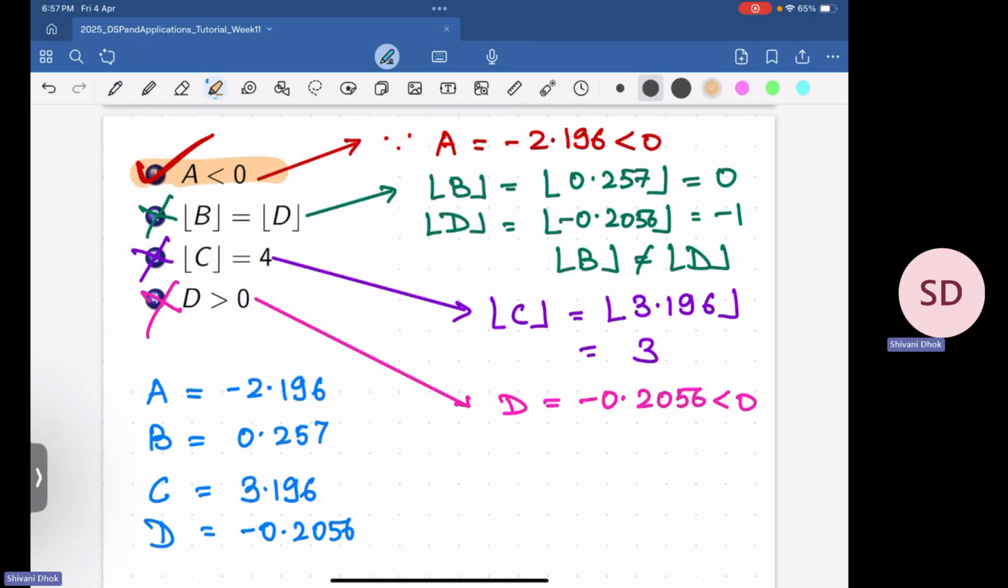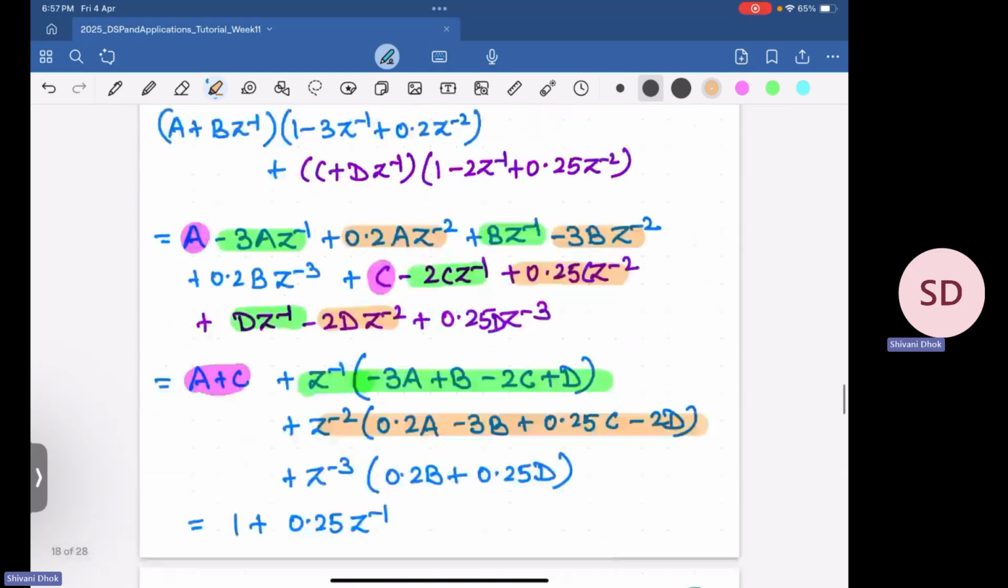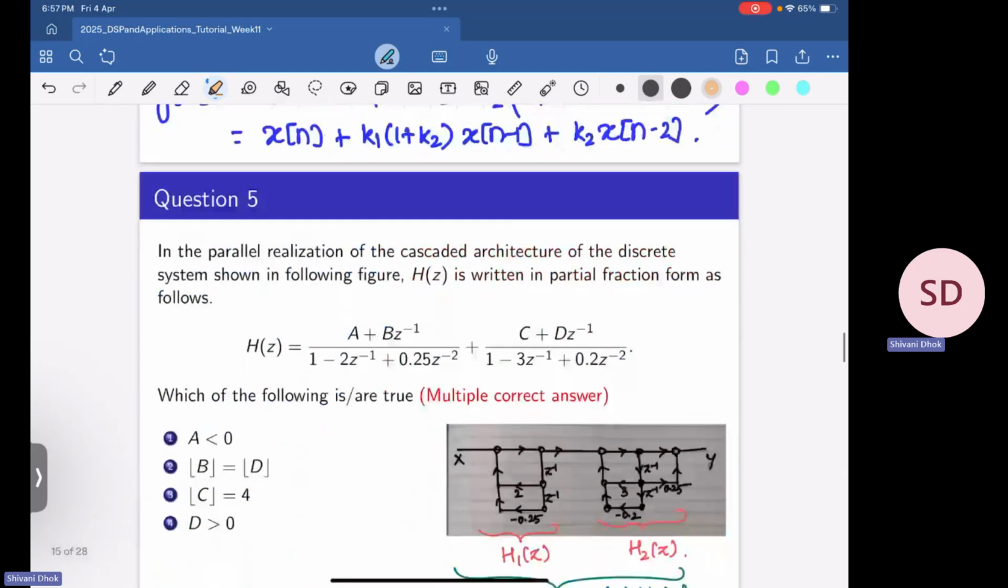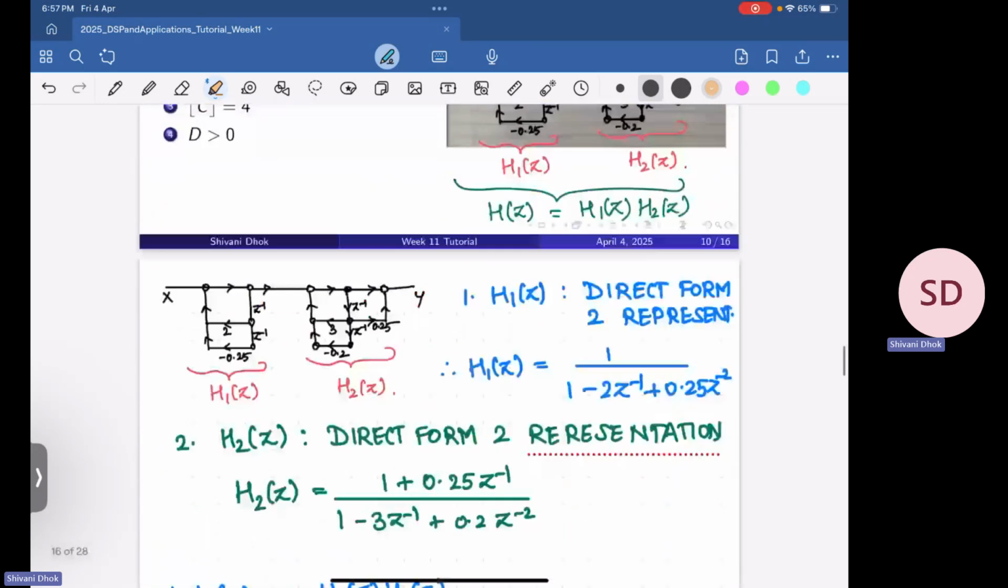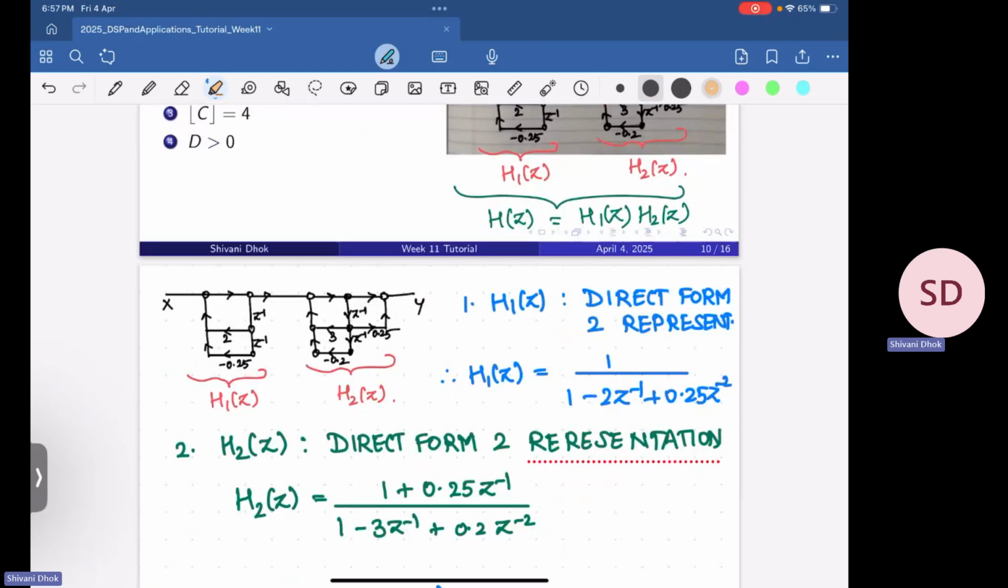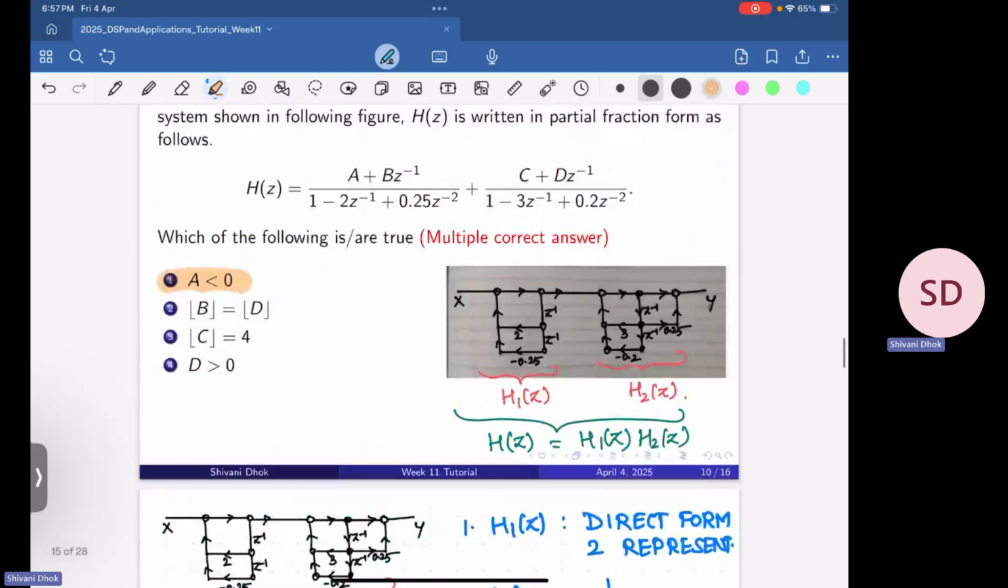Is it clear till this point? Is this question clear? This was a lengthy question, and these kinds of questions were there in last year's assignment, which means with high chances similar questions will be there in this time's assignment and maybe in the coming final exam. Is it clear? Any questions?